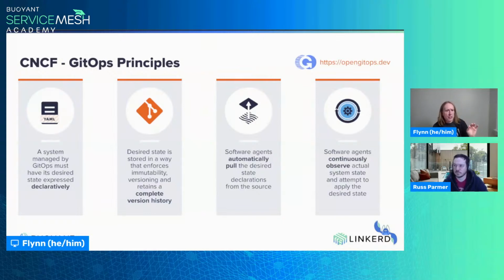You're going to store that state in a way that enforces immutability without particular change processes. It has versioning. You've got a complete version history, so you can roll backwards if you need to. You have agents running in the cluster that are pulling from your immutable store and making the cluster look like the stuff that you've expressed declaratively. And they're going to do that continuously and make sure that if there are places where they diverge, it's going to try to make the cluster look like the Git repo.